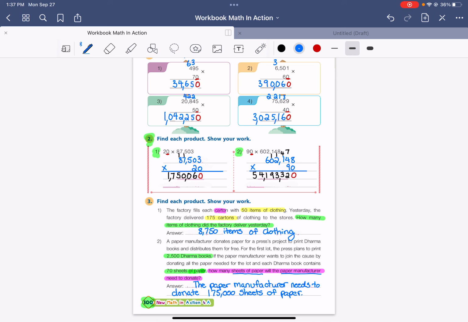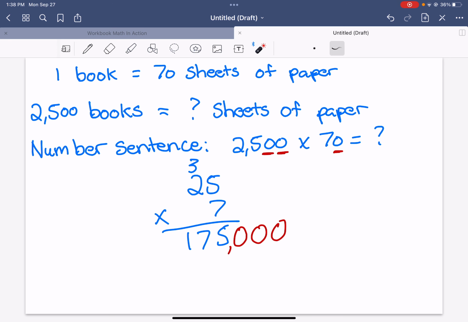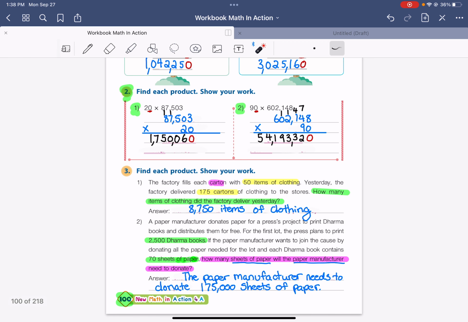All right. These are pretty hard word problems, but we know these are automatically multiplication, so sometimes we can just take the two numbers and multiply them together, but we have to make sure, right? We have to write it out. So one book, 70 sheets of paper, 2,500 books. How many sheets of paper? We're going to break down each problem. Make sure we look at what is important in the question.